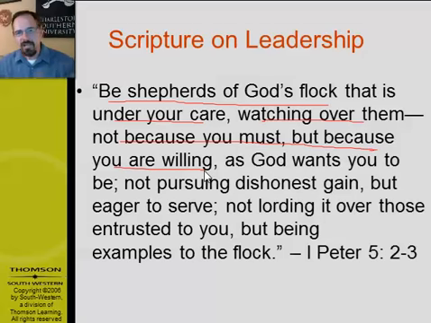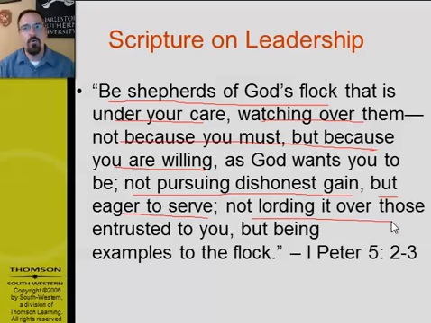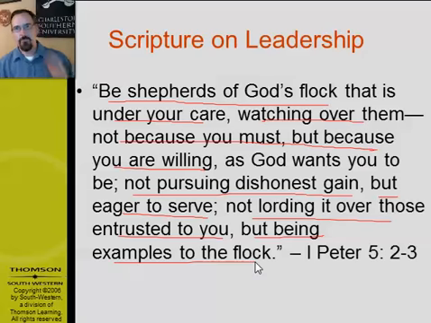Going out of your way, caring about them, not just because you have to, because you don't necessarily have to, but because you want to, as God wants you to be. Not pursuing dishonest gain, but eager to serve, not lording over those entrusted to you. We heard that language in the other passage that we listened to previously, but being examples to the flock. What did you get out of that? Care, do it because you're willing, don't be dishonest, don't be dictators, and be examples.